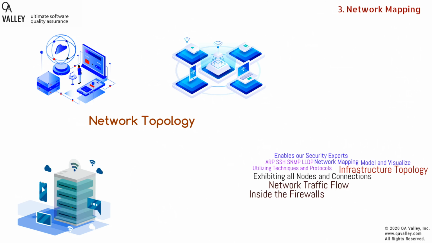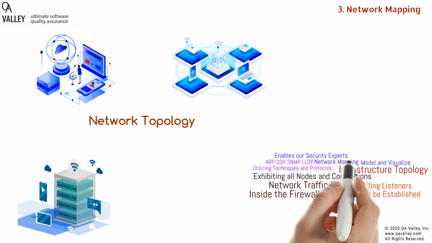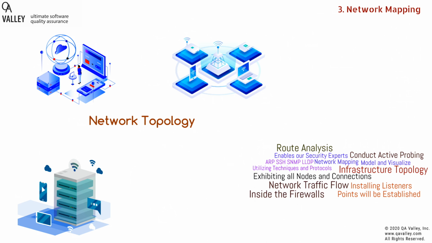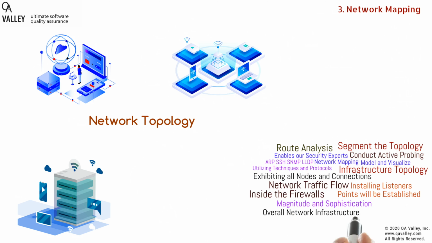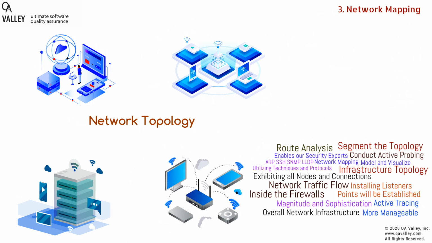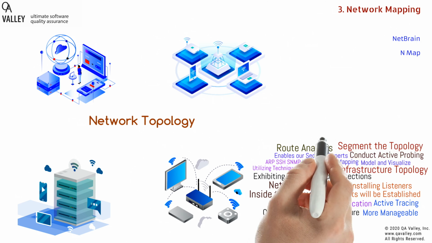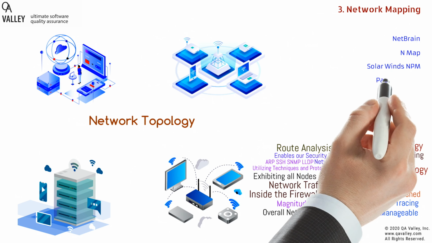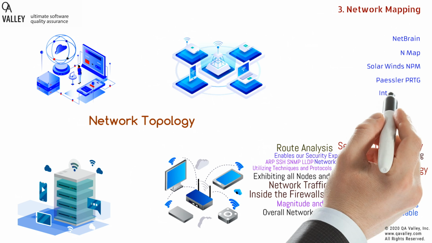inside the firewalls. Points will be established for installing listeners and routines may be arranged to conduct active probing and route analysis. Based on the magnitude and sophistication of the overall network infrastructure, our experts may segment the topology so that active tracing may become more manageable. Among the tools that we use are NetBrain, Nmap, SolarWinds NPM, PySlur PRTG, and Intermapper.